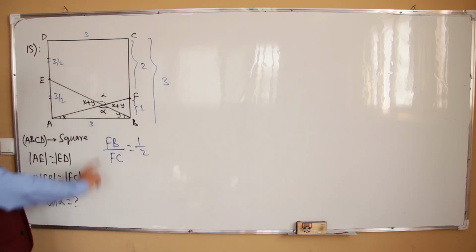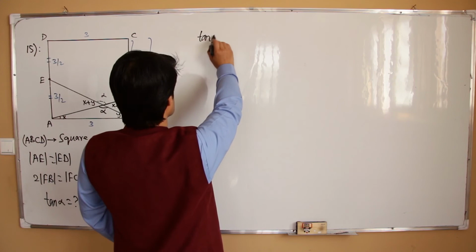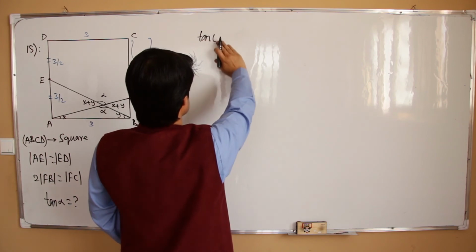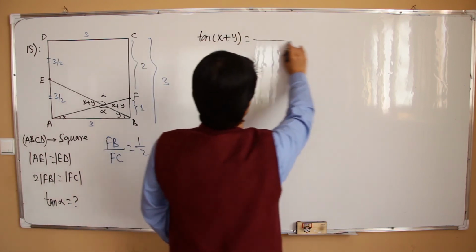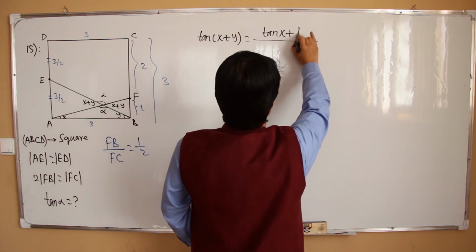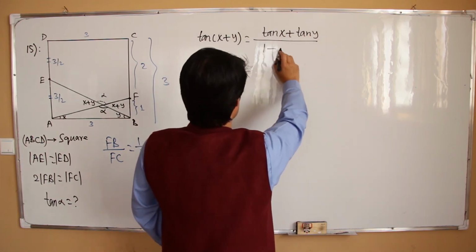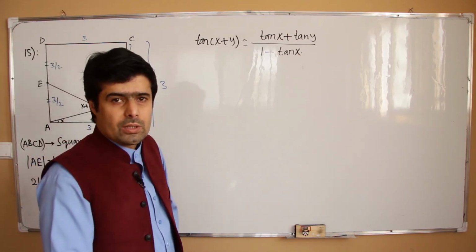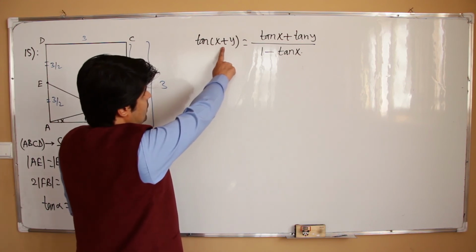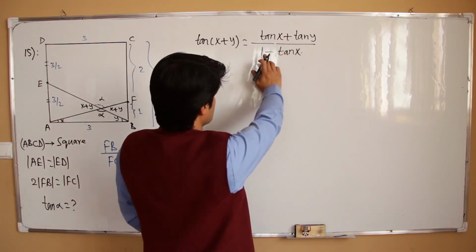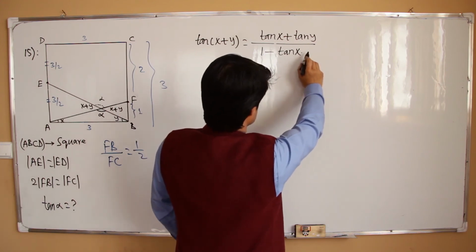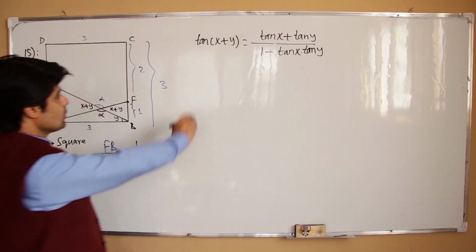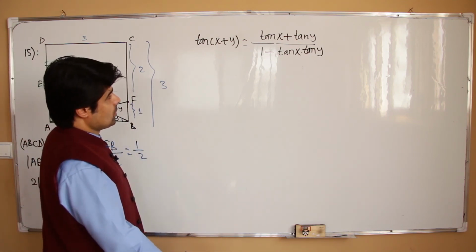So now we can define tangent of x plus y. What is tangent of x plus y? Tangent of x plus y is tangent of x plus tangent of y by 1 minus, I'm sorry, the battery was finished and I exchanged it with another one. By the way, what's tangent of x plus y? It's tangent of x plus tangent of y divided by 1 minus tangent x times tangent of y. Am I right? Yes.